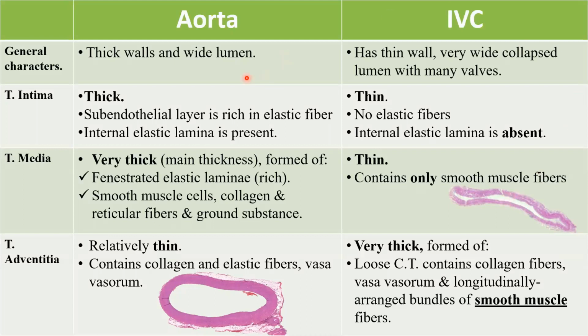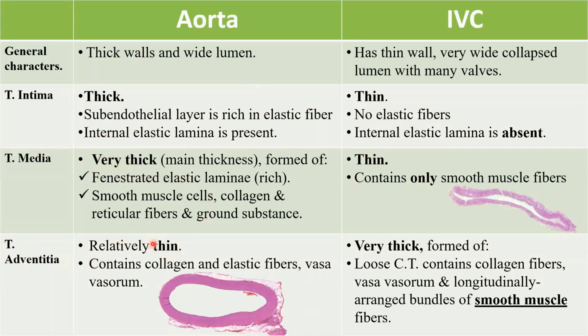So again, the first point in comparison between the aorta and the inferior vena cava is the general characters. The aorta is characterized by having a thick wall and wide lumen. The IVC is characterized by having a thin wall and a wide collapsed lumen. Regarding the layers, the first inner one is the intima, and the intima is thick in artery, thin in vein. Media is thick in artery, maybe very thick in the aorta, thin in vein.